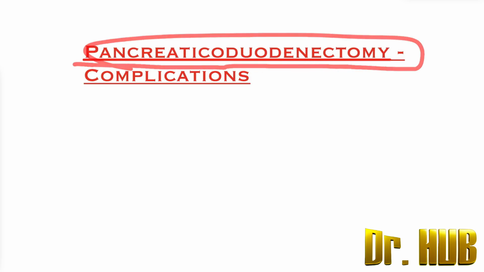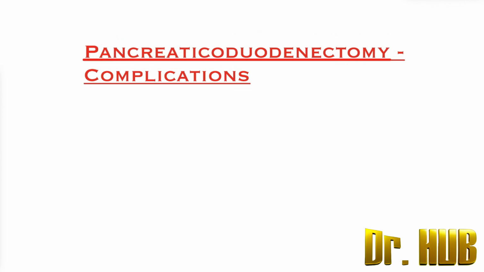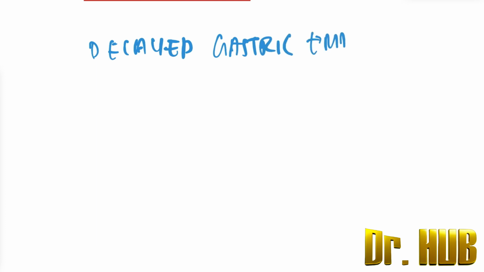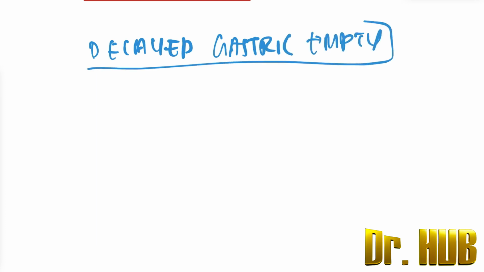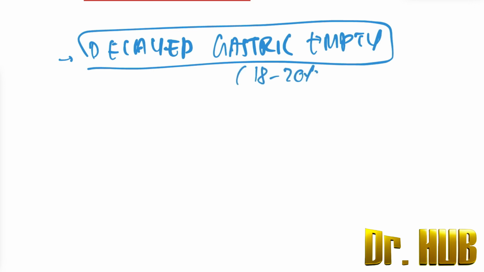Pancreaticoduodenectomy, and we're looking at the complications. So we'll look at the complications from the higher to the lower side. So the first complication will be the delayed gastric emptying. This is going to be the very first complication, which amounts to 18 to 20%.